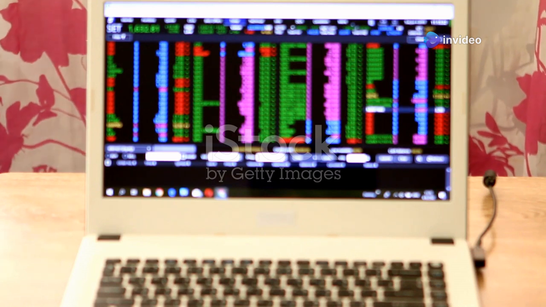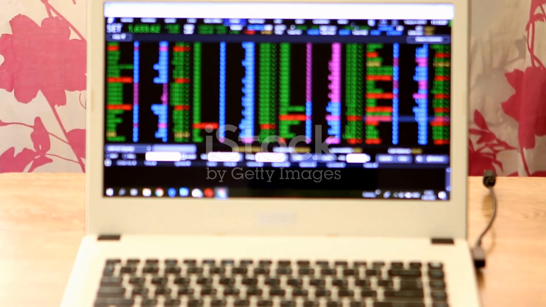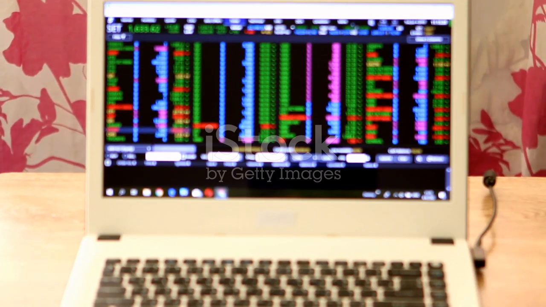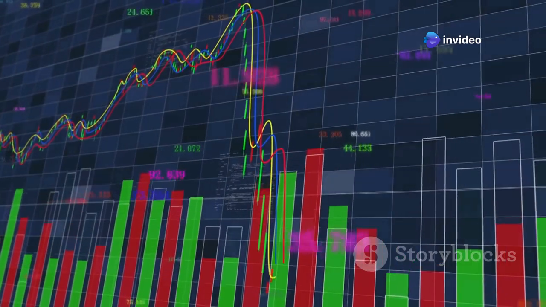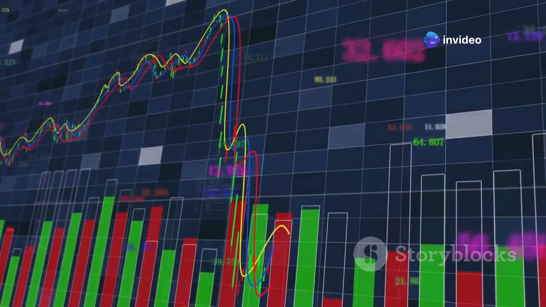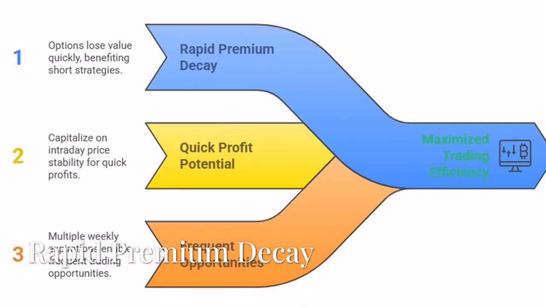0 days to expiration options, or 0 DTE options, are contracts that expire on the very same day they are traded. Because of their rapid time decay and sensitivity to price movements, they offer high reward potential, but also come with increased risk.